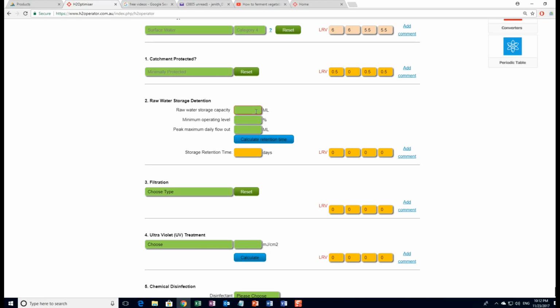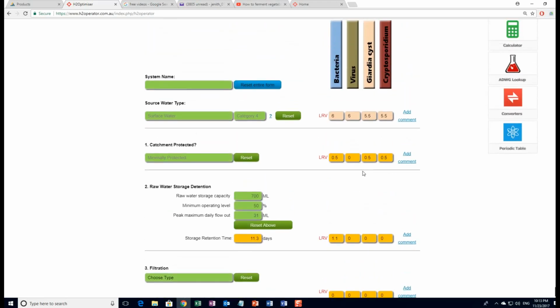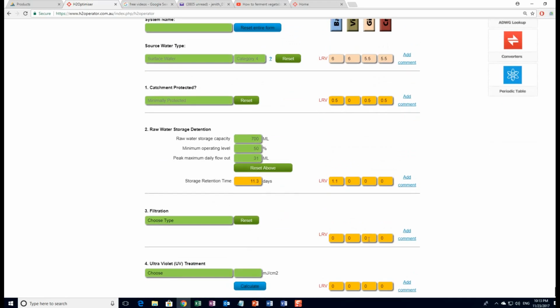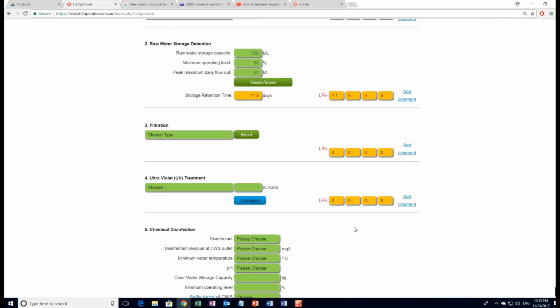So I'm going to assume here that I haven't got a covered basin, so I'm going to say my storage is 700 megaliters, and the minimum operating level only goes down to, say, 50%. We don't draw down below that because we are looking at the worst case scenario. And the peak maximum daily flow out is 31 megaliters a day on a summer peak day. Then click on that and it tells me I've got 11.3 days, and that gives me 1.1 log reduction for bacteria, but I do not get any other log credits for other microorganisms.